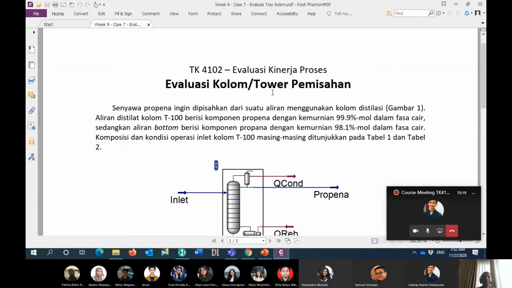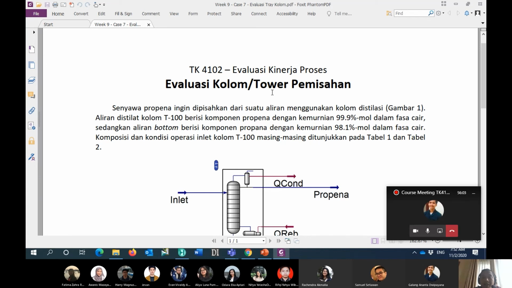Yes, sir. Okay. So for today, we will try to evaluate the operation performance of the column. We have a case of separation between propene and propane. This separation usually occurs in the petrochemical industry, for example in Chandra Asri or in TPPI.